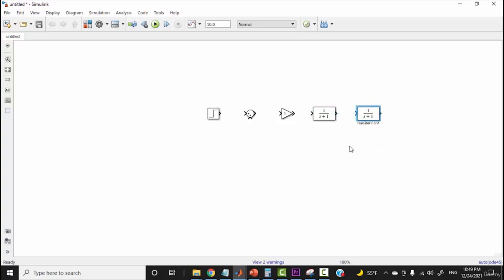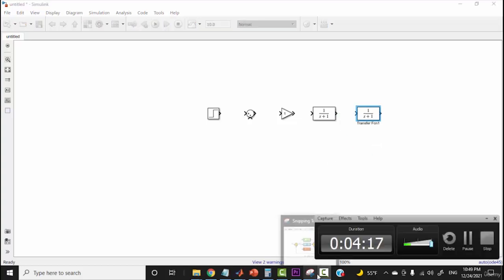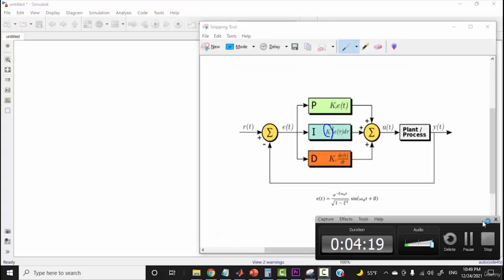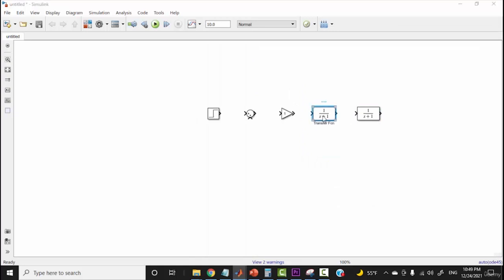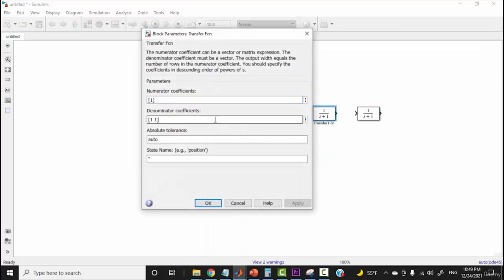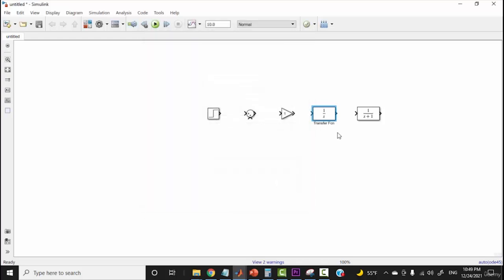So do you know what is the transfer function of the integral? If you studied the integral controller, you will know that the integration in time domain converts to 1 over s in s domain. So we are gonna here write 1 over s. So put this 0 and click OK.